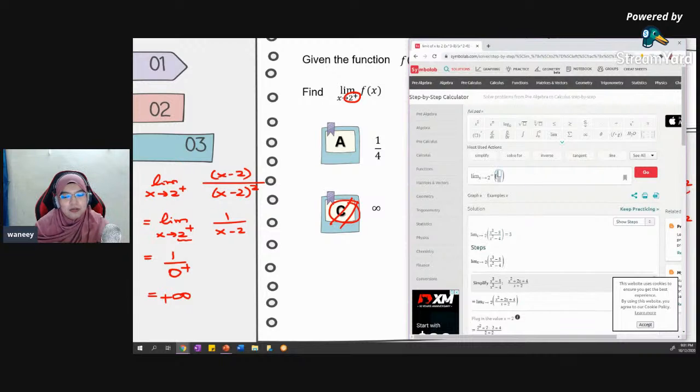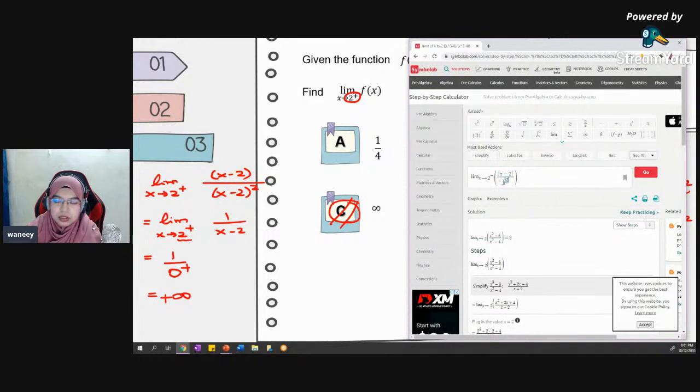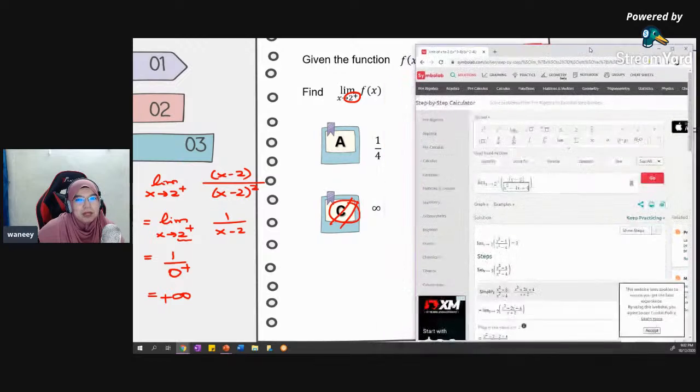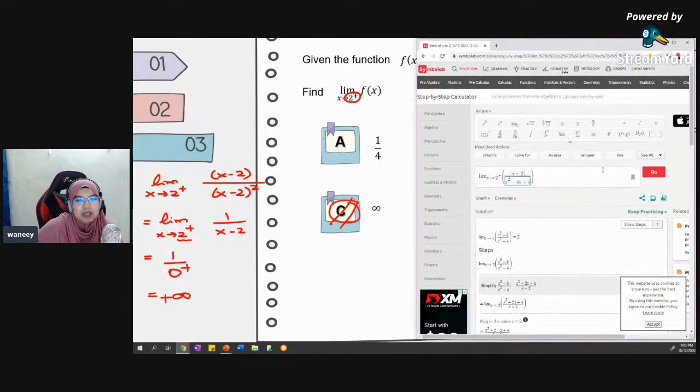Okay, so fraction dulu. Lepas tu shift. So kita ada x minus 2. Bawah kita ada x kuasa 2 tolak 4x tambah 4. Let me check. Is it the same with the question or not? Tolak 4x tambah 4. Okay, very good. So now what we can do, kita klik go.